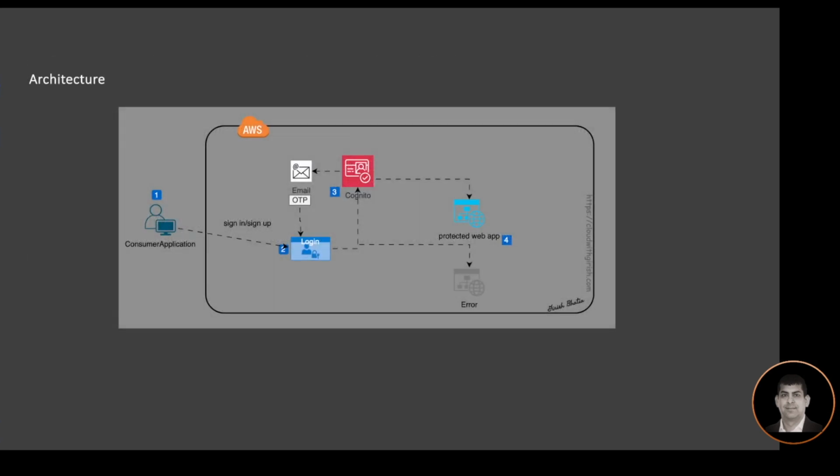Let's look at our architecture. We have a consumer application. We are providing a login page, and once the user tries to sign in or sign up, they will be sent an OTP via email, and this service is provided by Cognito. Once the one-time password is validated, the user will be redirected to the protected web app. If an incorrect OTP is provided, then an error page will be shown.